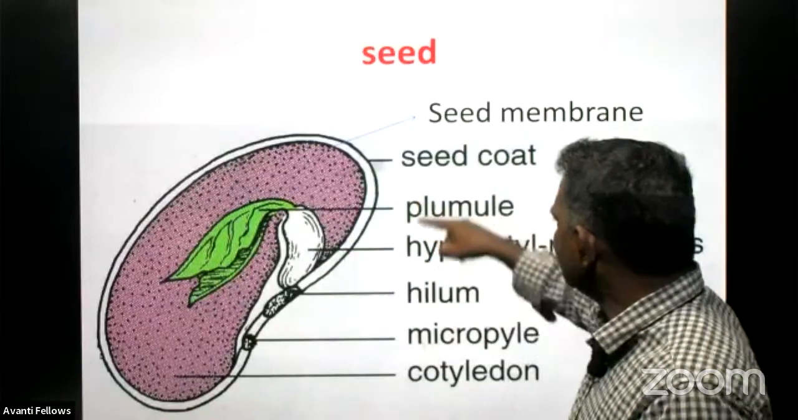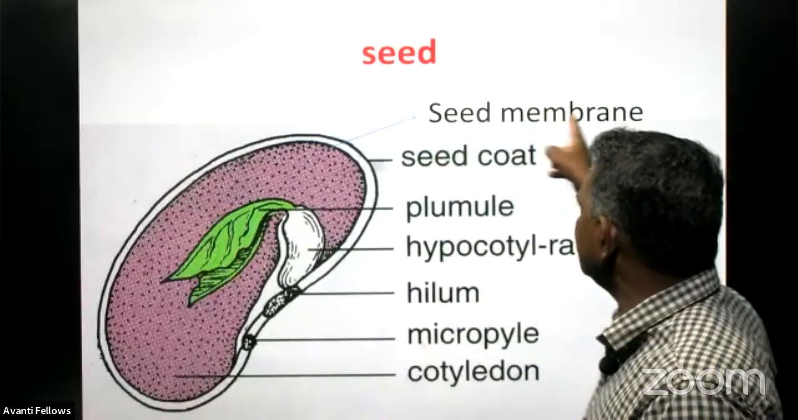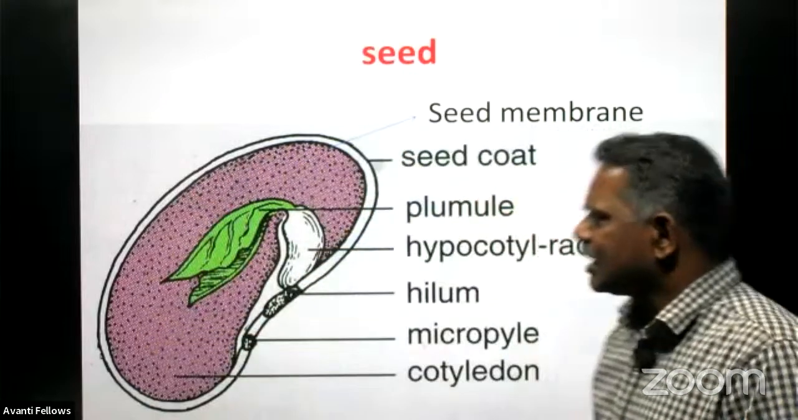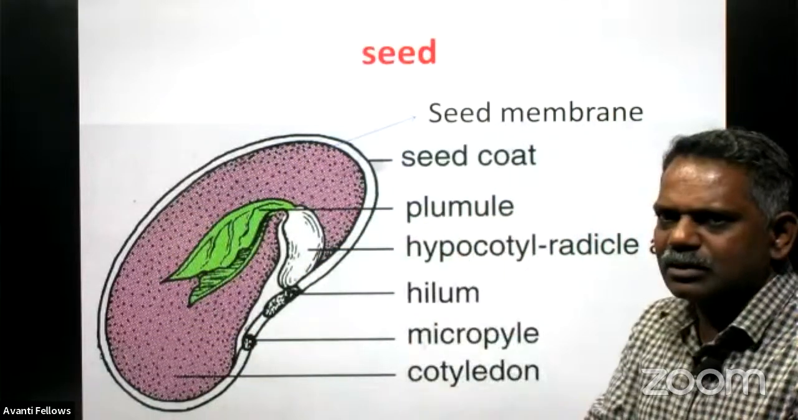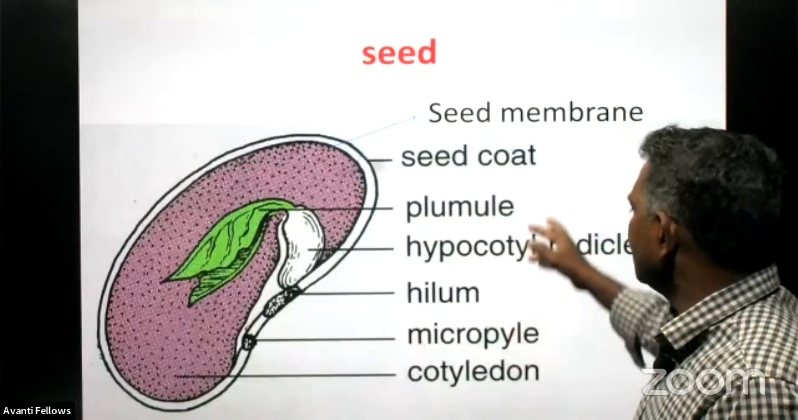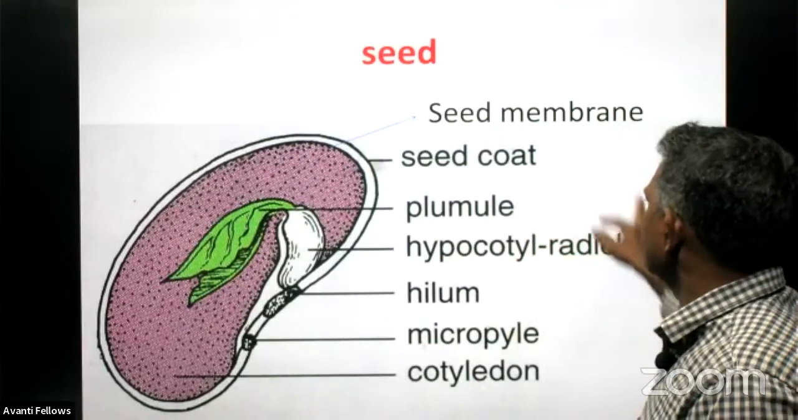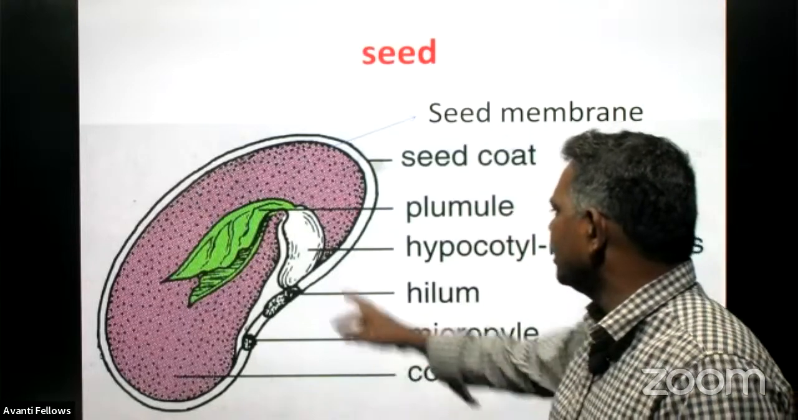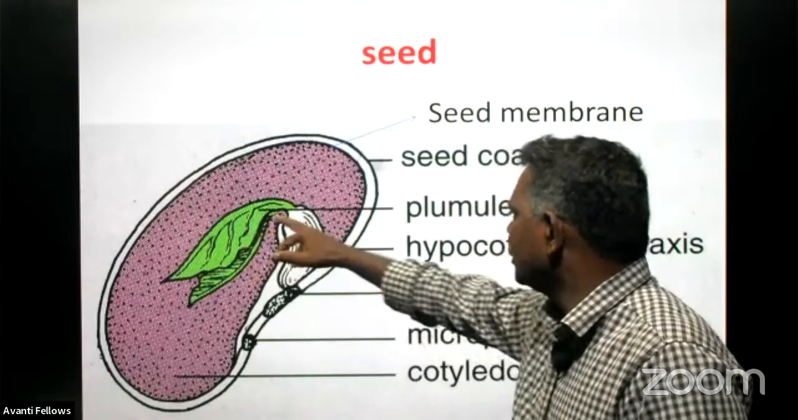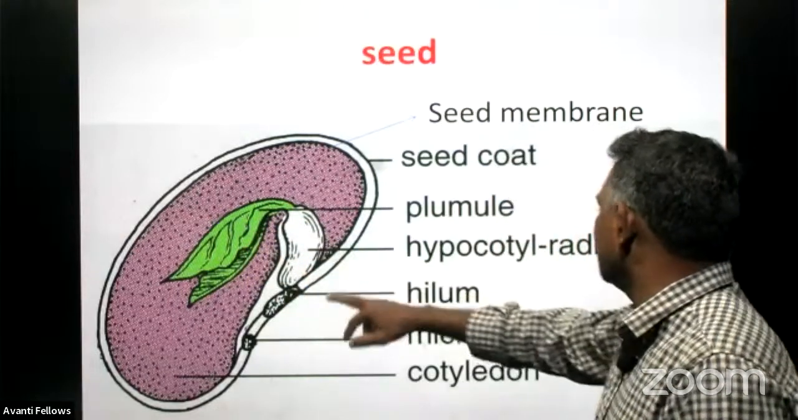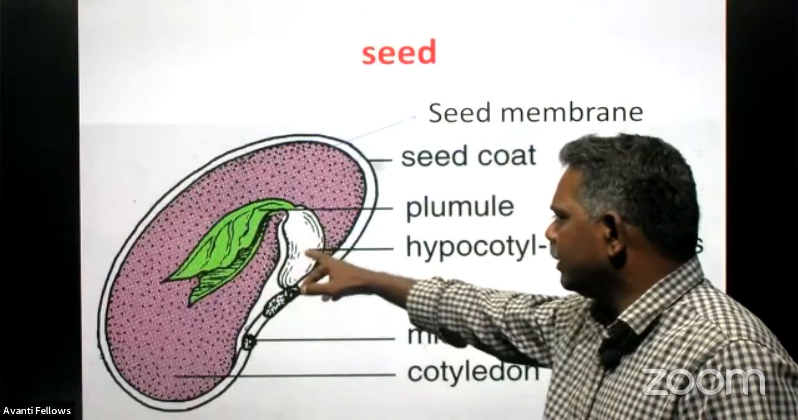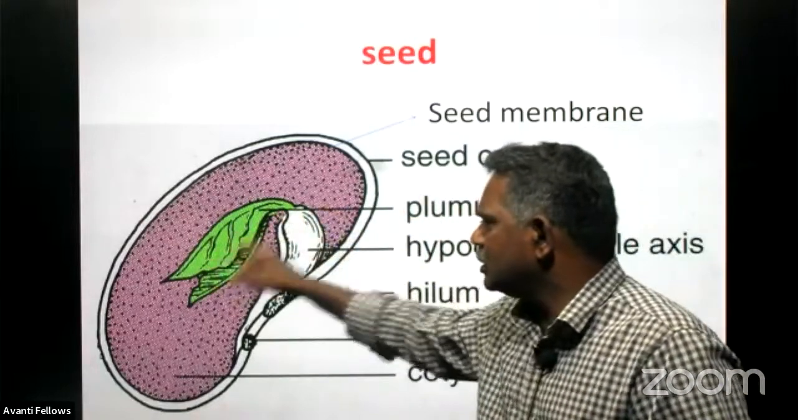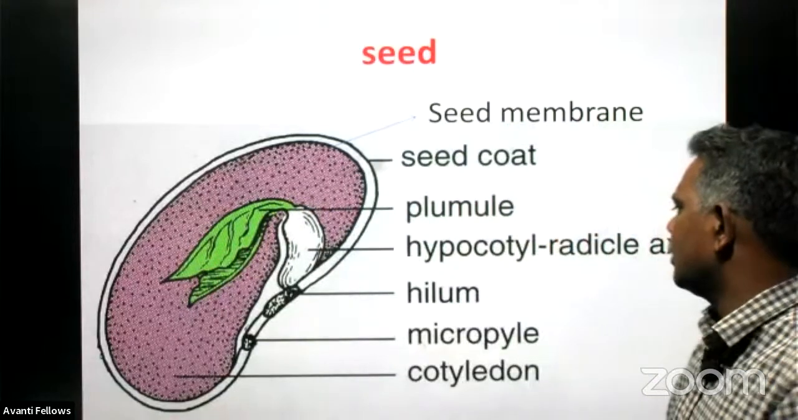And inside the seed coat, we can find the seed membrane. This seed membrane is actually the membranous covering of the embryo sac, which develops to become the seed membrane. And inside we can find the embryo with the plumule and radicle here. The radicle becomes the root system of the future plant, and the plumule is the future shoot system of the plant.